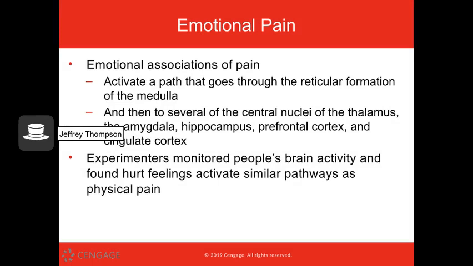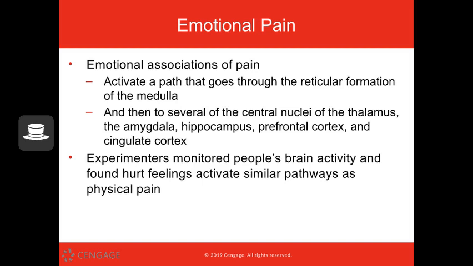So I know you guys are wondering, what about the pain that I feel in my heart? Oh, it's a sad heart. So, emotional associations of pain. Whenever you're feeling emotional pain, these activate a path that goes through your reticular formation of your medulla. Then it goes to several of your central nuclei in the thalamus, amygdala, which, as you might remember, processes emotional information, the hippocampus, the prefrontal cortex, and the cingulate cortex.